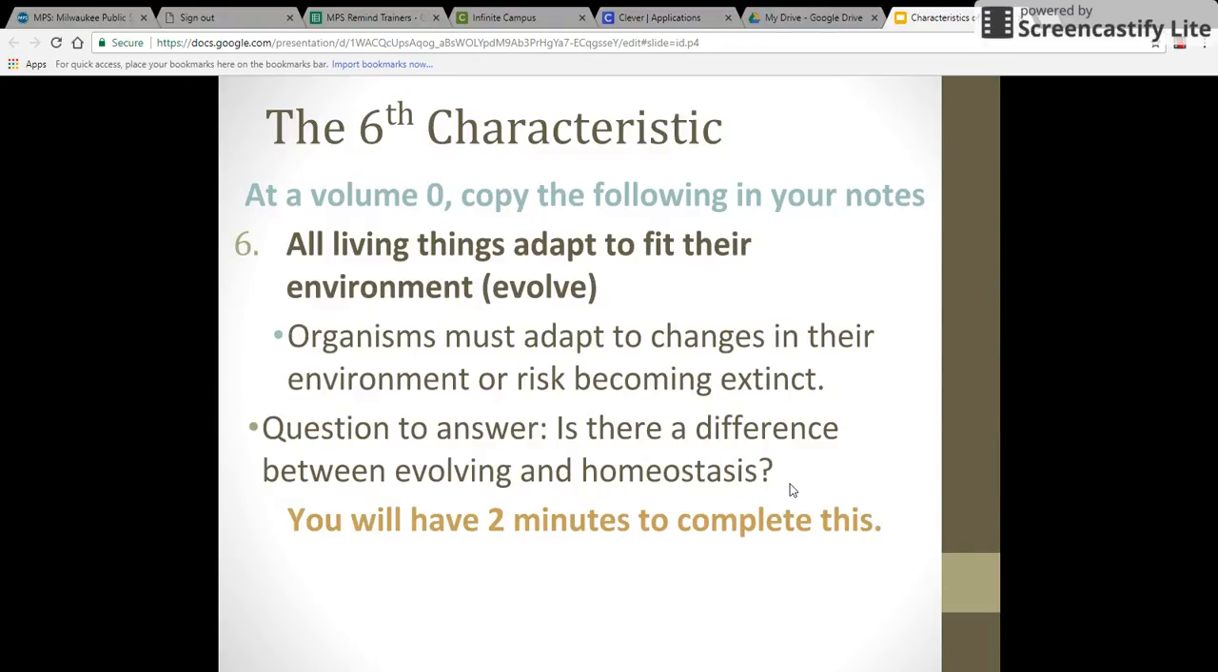Our sixth characteristic here is that all living things adapt to fit their environment, or evolve. This gets confused a lot with homeostasis, but it is very different.